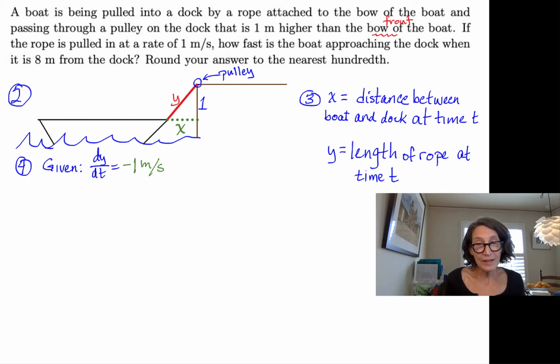The way I've labeled it, y is the distance between the front of the boat and the pulley, and that distance is decreasing, so we know that means its derivative is negative.